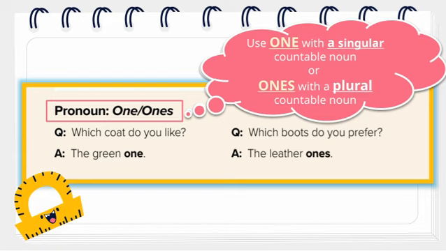It keeps our sentences clear and concise. Using one or ones also makes our speech more natural and less redundant. It's a handy way to refer back to nouns we've already mentioned without sounding repetitive. This concept ties into the overall theme of effective communication, being clear, precise, and efficient with our words. Remember, choosing the right form depends on whether you're talking about one thing or many. So, keep this in mind as you practice your speaking and writing skills.